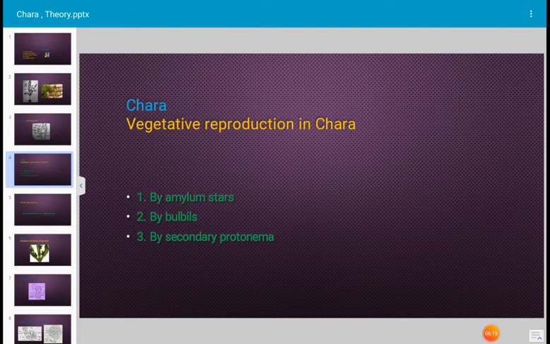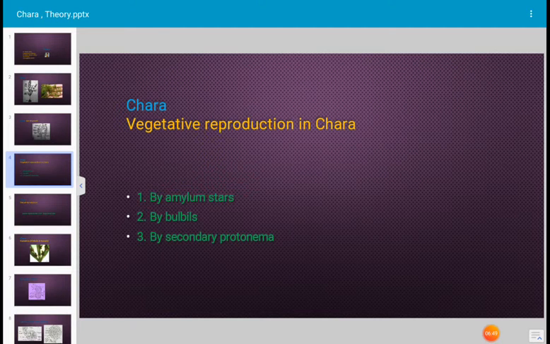Vegetative reproduction in Chara takes place by the following three methods: by amylum stars, by bulbils, and by formation of secondary protonema. Let us see how the amylum star is formed. The amylum stars are star shaped aggregates of cells which are full of starch. Only starch is there in the star shaped amylum body, hence it is called amylum star.